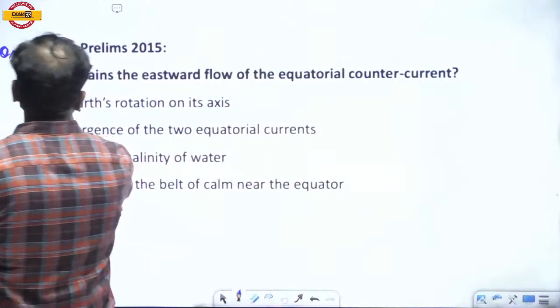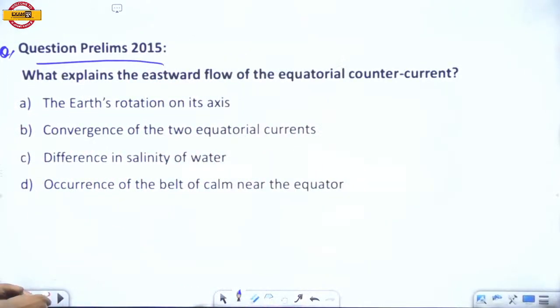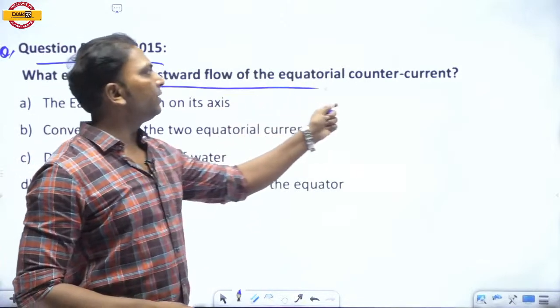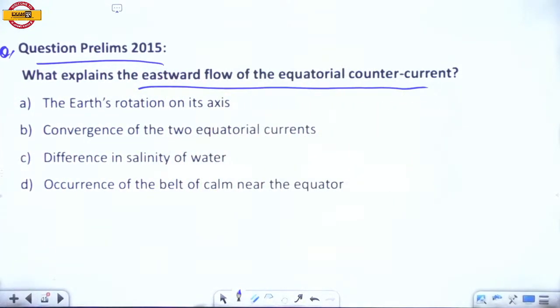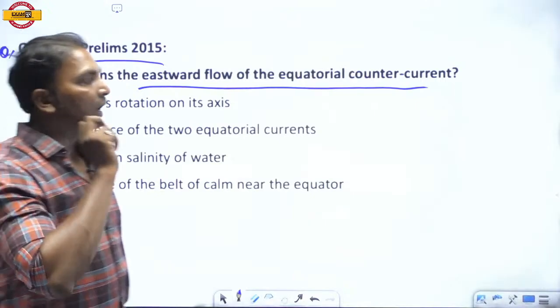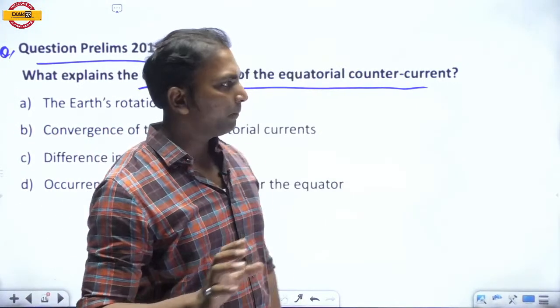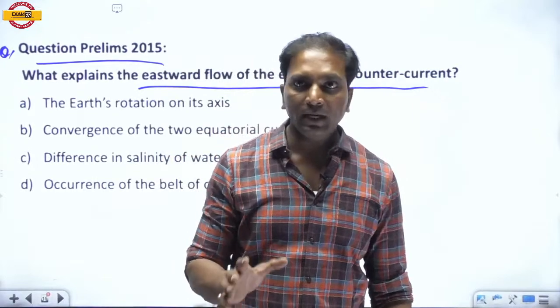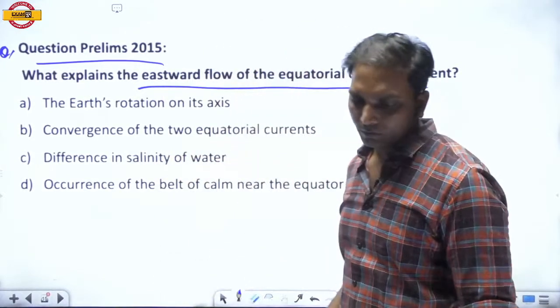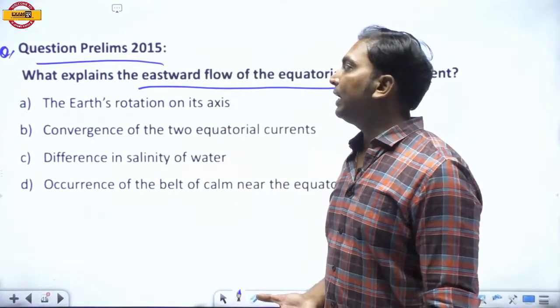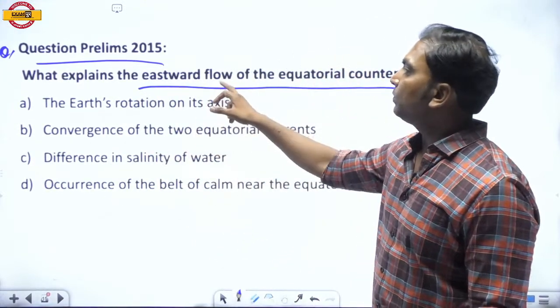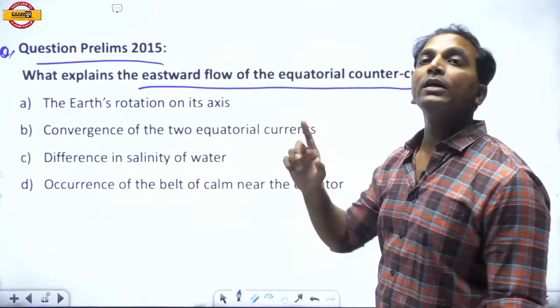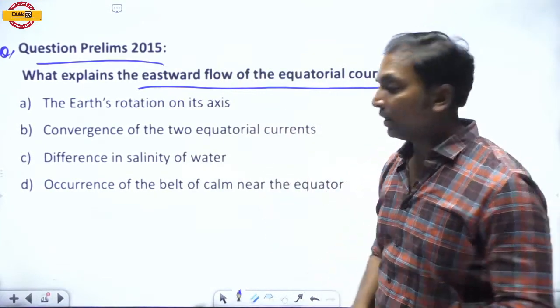So the first question: what explains the eastward flow of the equatorial counter current? I have just explained the equatorial currents, but the question asks what explains the eastward flow of the equatorial counter currents. What do we mean by counter currents? Let's see.